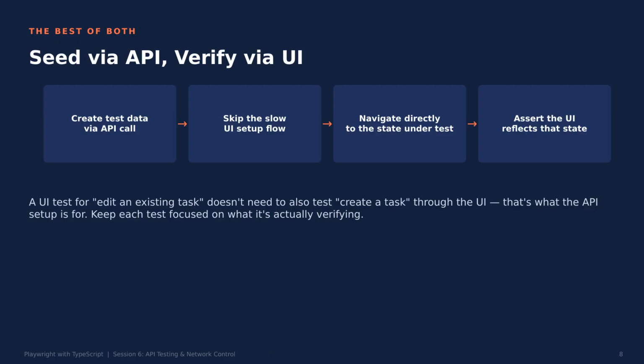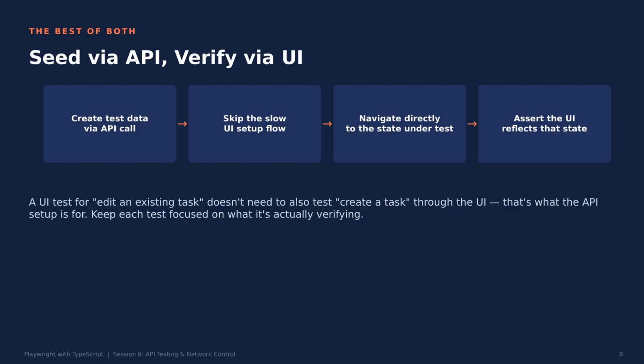Now let's combine API and UI together, which is genuinely one of the most valuable patterns in this entire session. 4 steps. Create test data through an API call. Skip the slow UI setup flow entirely. Navigate directly to the state you actually want to test. And assert that the UI correctly reflects that state.